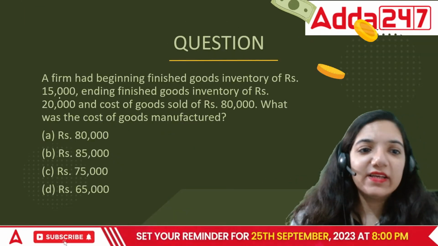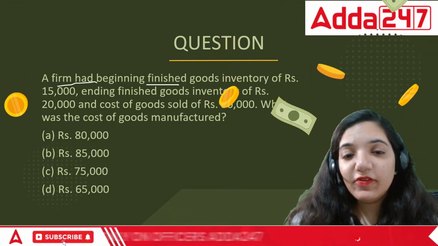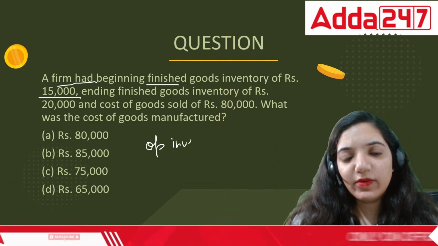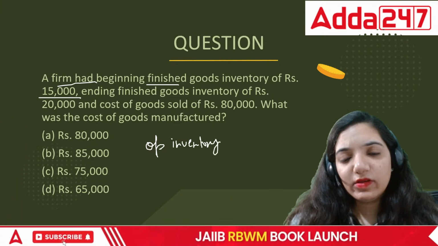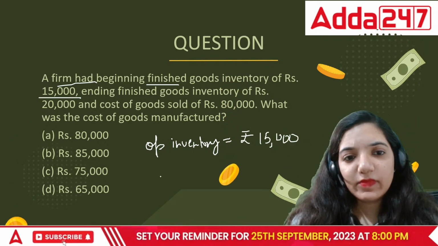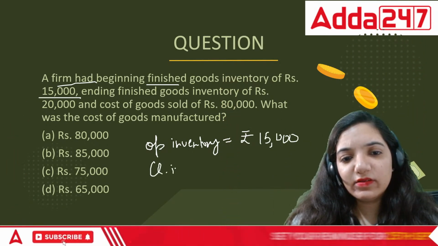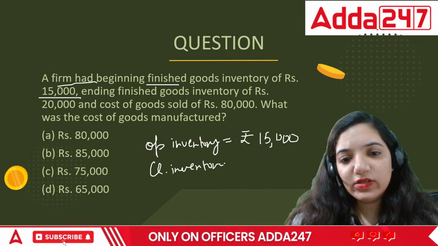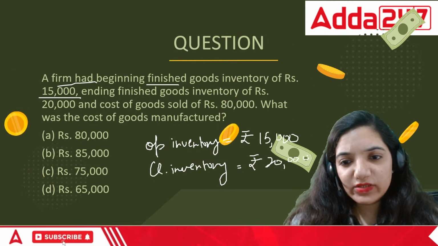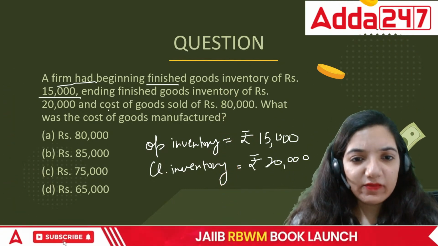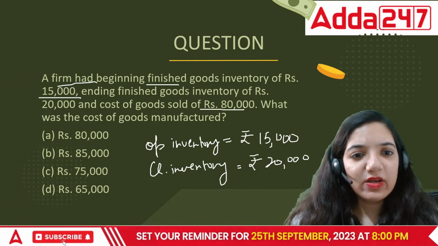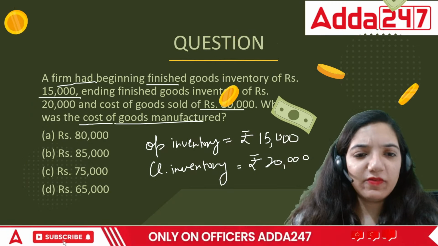The next question says a firm's beginning finished goods inventory was this. Opening inventory is rupees 15,000 and closing inventory is rupees 20,000, and they have given the cost of goods sold as 80,000. What was the cost of goods manufactured?